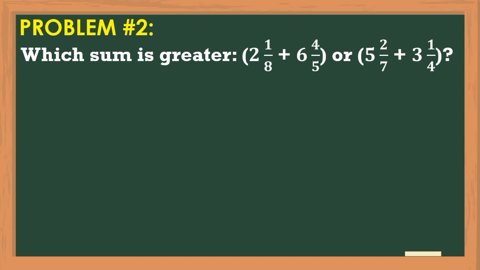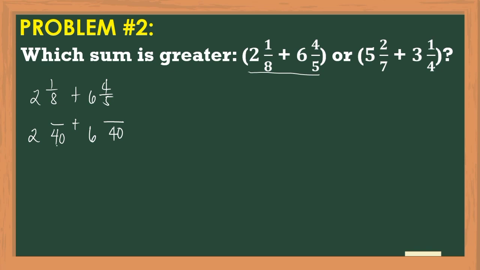The sum of 2 and 1/8 and 6 and 4/5, or the sum of 5 and 2/7 and 3 and 1/4? So, para po malaman alin ang mas mataas na sum, i-add lang po natin yan. So, una muna, itong 2 and 1/8, tsaka 6 and 4/5. So, ang LCD po ng 1/8 tsaka 4/5, that is 40. So, gawin natin silang equivalent fractions.